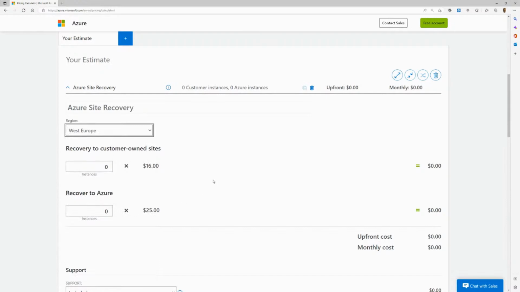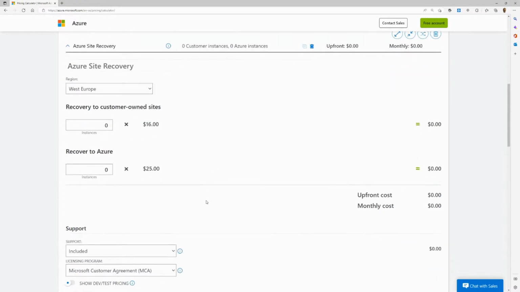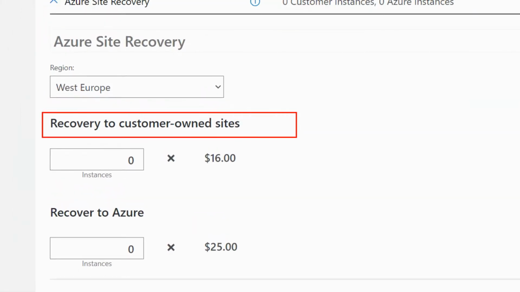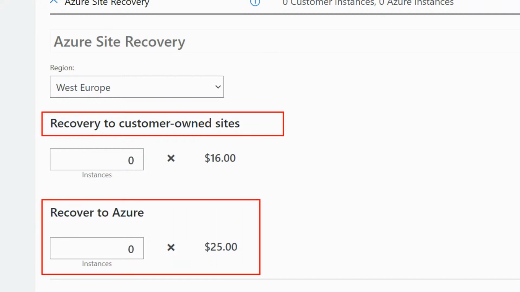Now we can see, okay, there are two Azure Site Recovery scenarios. There's site recovery to a customer-owned site, so this is monitoring of replication to another data center at the customer site. This is possible, but the service I described was this one here, recovery to Azure.